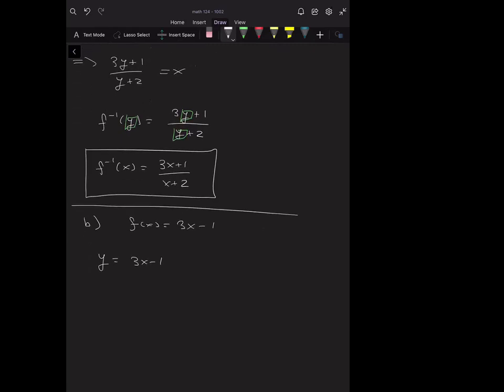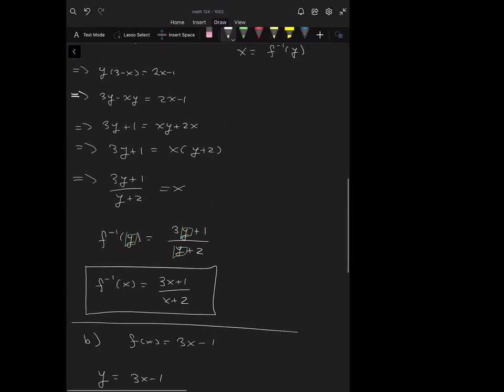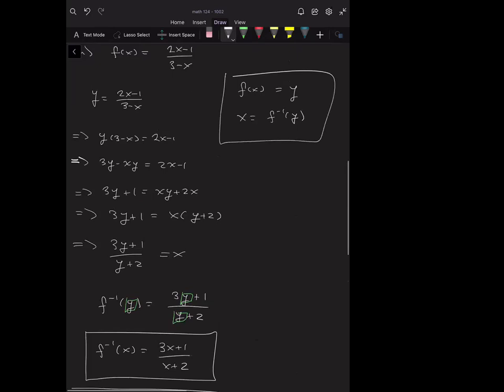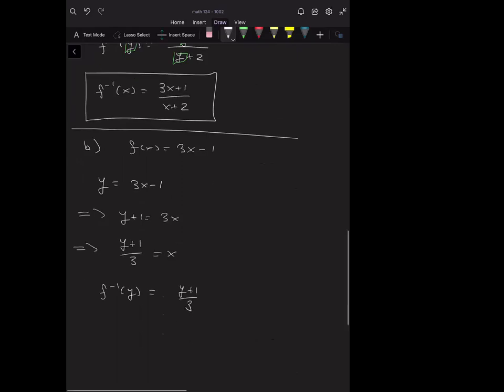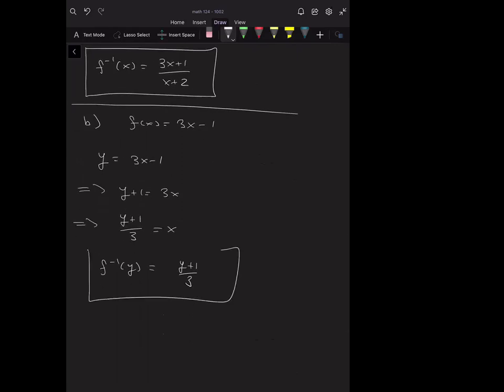So we want to add the 1 over to the left. So we have y plus 1 is equal to 3x. And then just divide by the 3. Y plus 1 over 3 is equal to x. And just like before, we have this little thing up here. If f of x is y, that just means x is f inverse of y. So we have x right here, which is the same thing as f inverse of y. So we have f inverse of y is equal to y plus 1 over 3. So there.